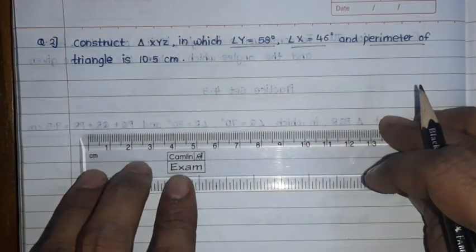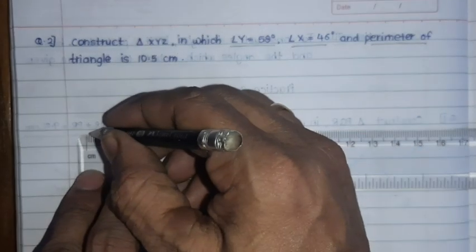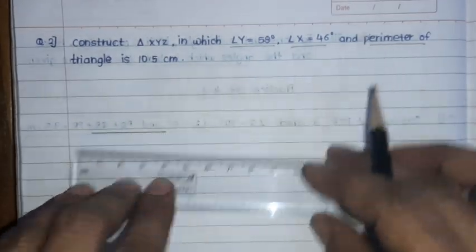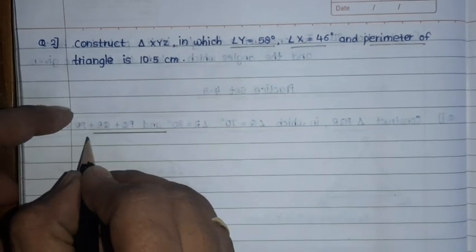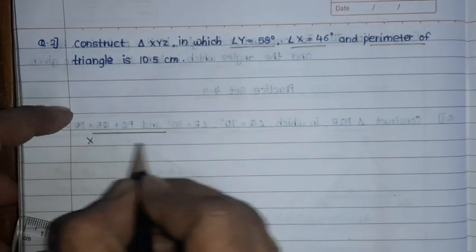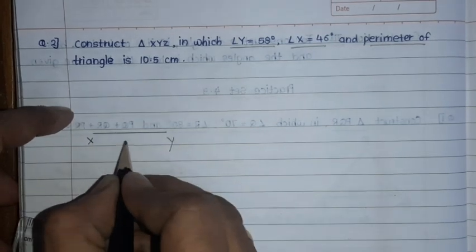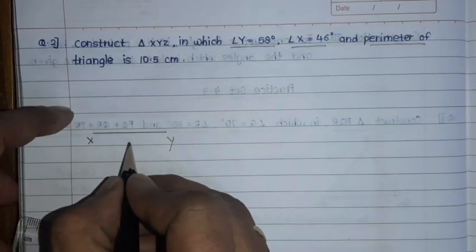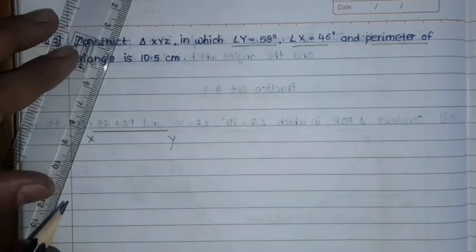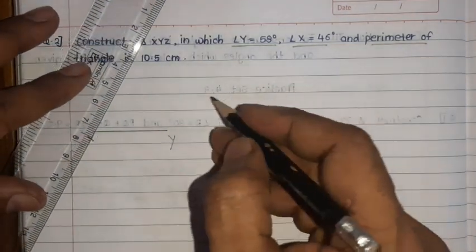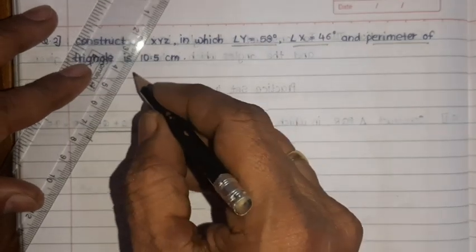Very simple. First we have to draw the analytical figure XY. Dear student, here it is. We can take Y or X. X, Y. Perimeter is how much? 10.5. Angle Y is 58 degree.